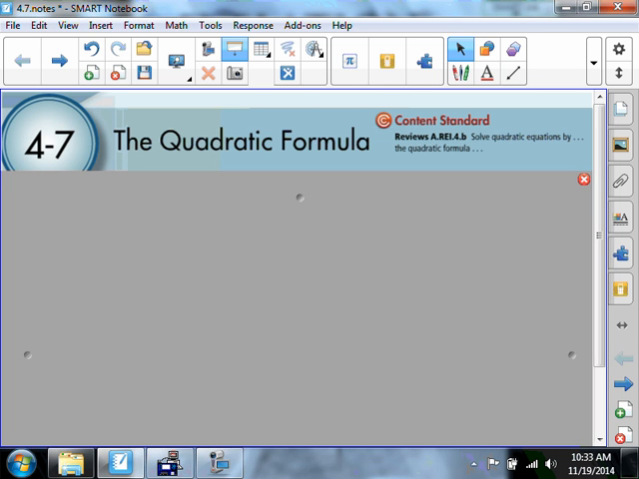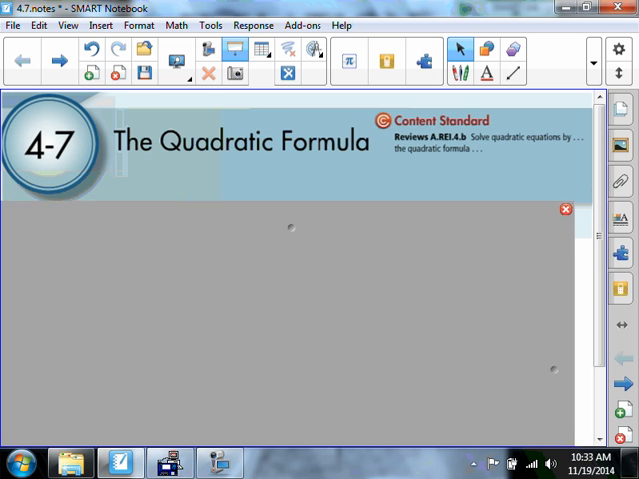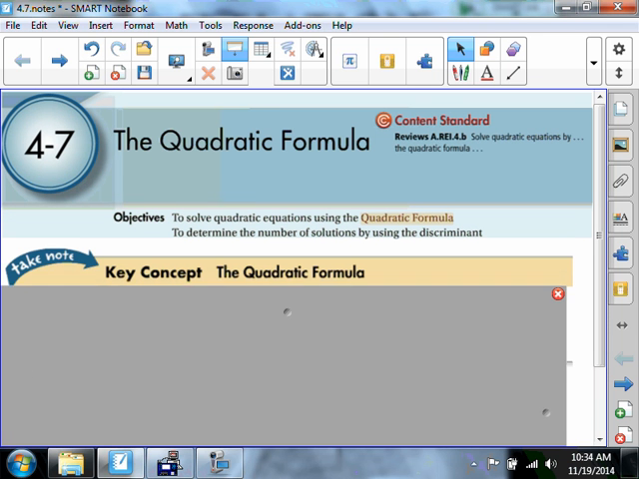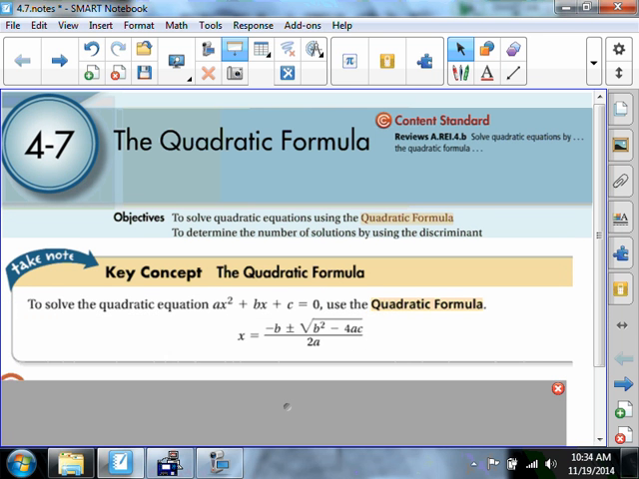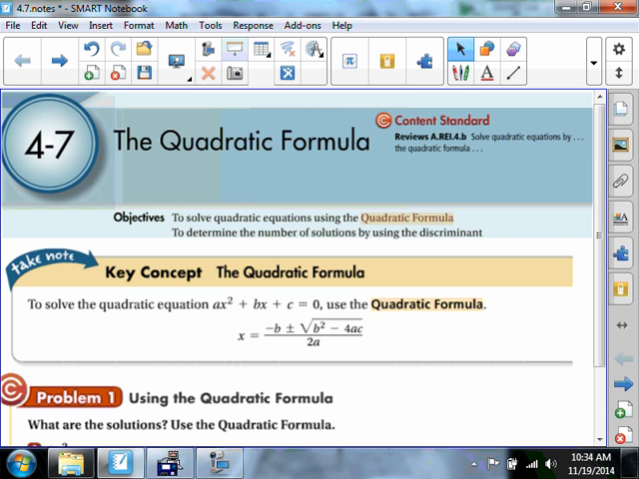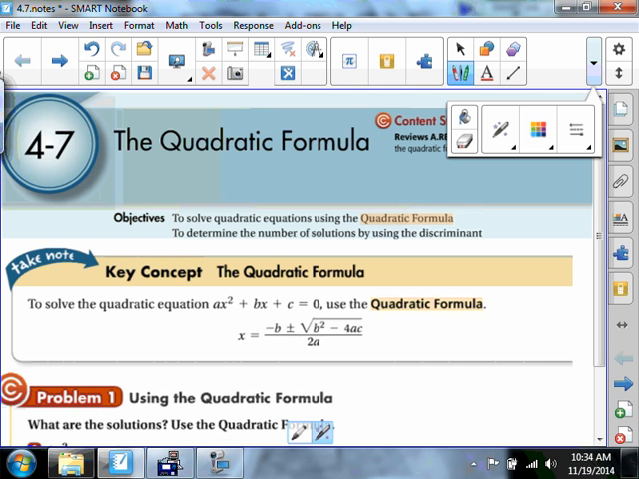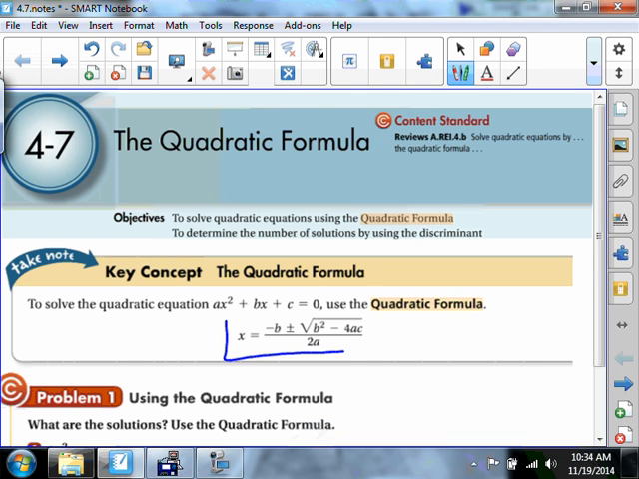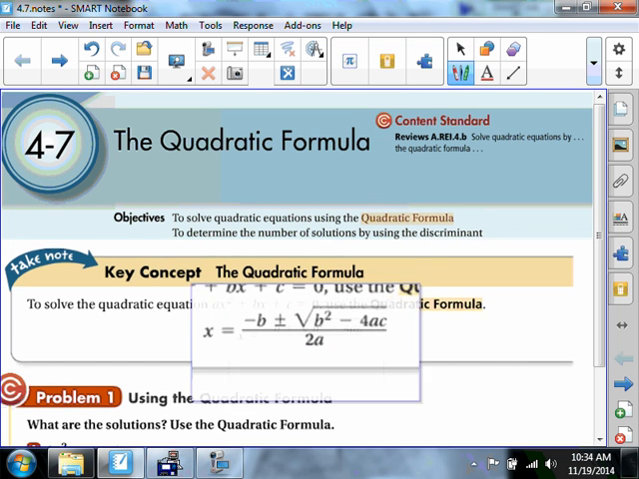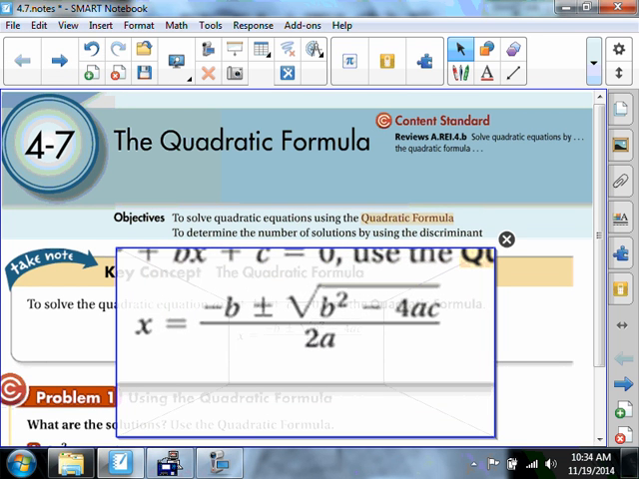Anyway. So 4-7 is about the quadratic formula. If I'm taking notes, I would write down what the quadratic formula looks like. And to make it big enough for all the world to see, I'm about to make it bigger with my magic marker here. So here we go. That is the quadratic formula in its glory. If I can make a rectangle, it will get bigger. There we go. Third time's a charm.